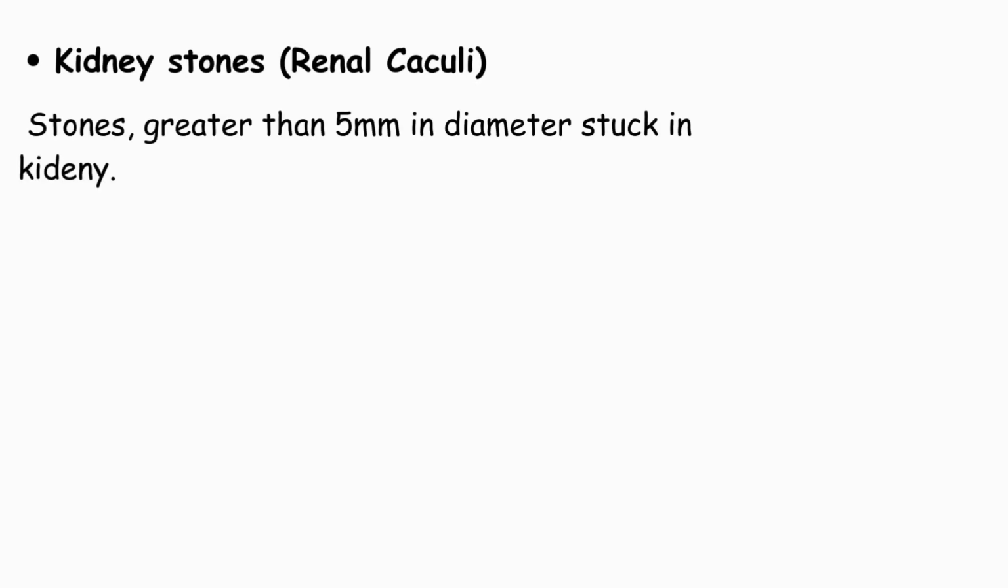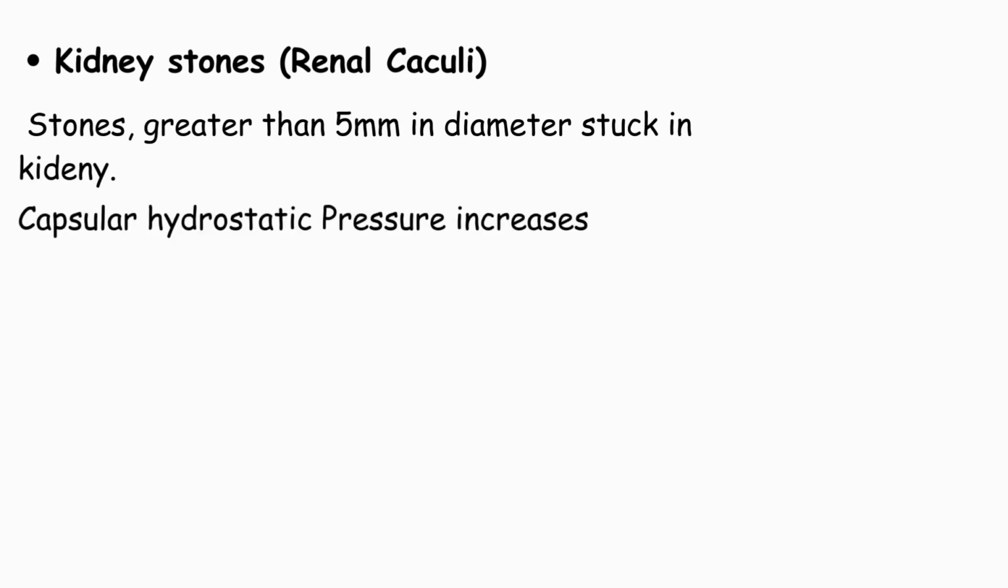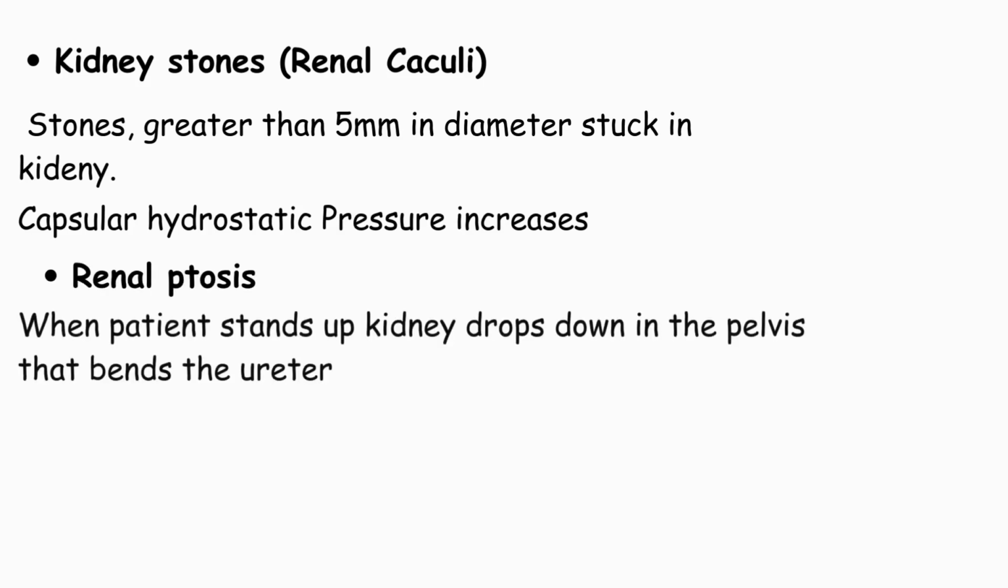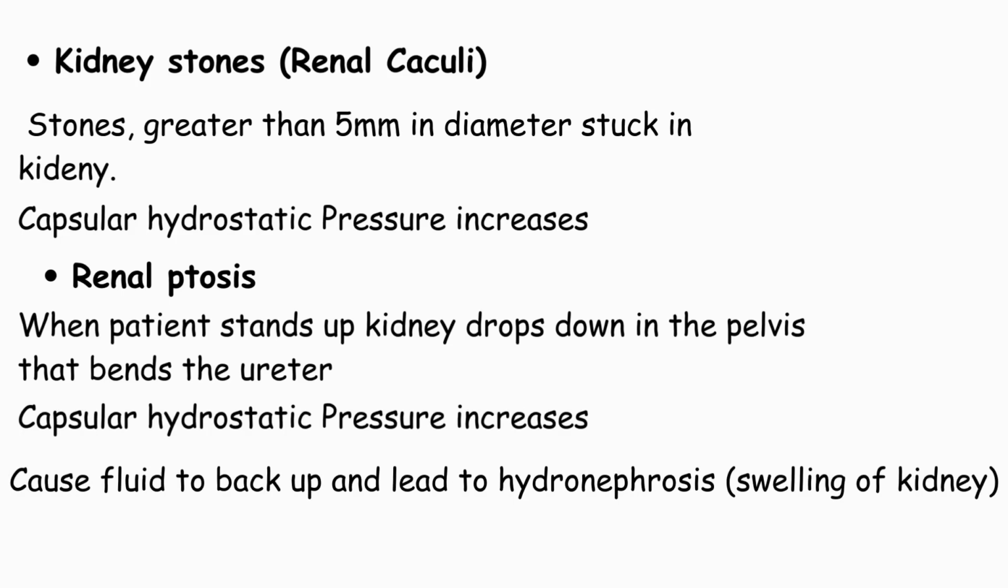In kidney stones, stones greater than 5 mm in diameter get stuck in the kidney. Due to this, capsular hydrostatic pressure increases. In renal ptosis, a condition where, when a patient stands up, the kidney drops down into the pelvis and bends the ureter. That further increases capsular hydrostatic pressure and causes fluid to back up and lead to hydronephrosis, which is the swelling of the kidney.